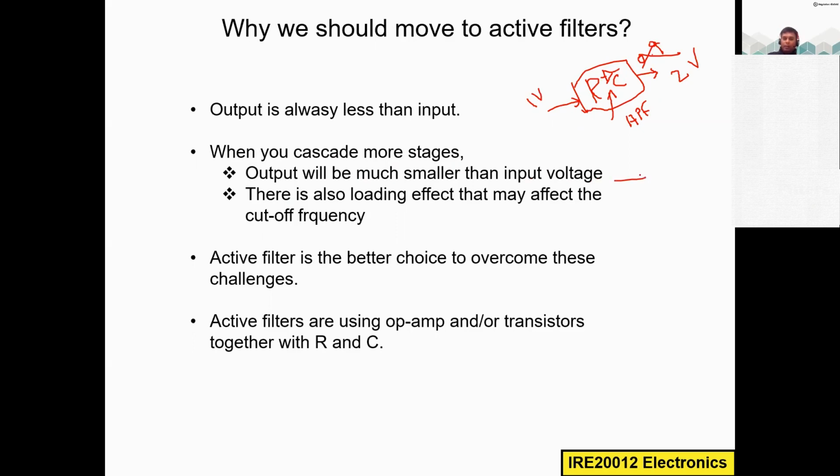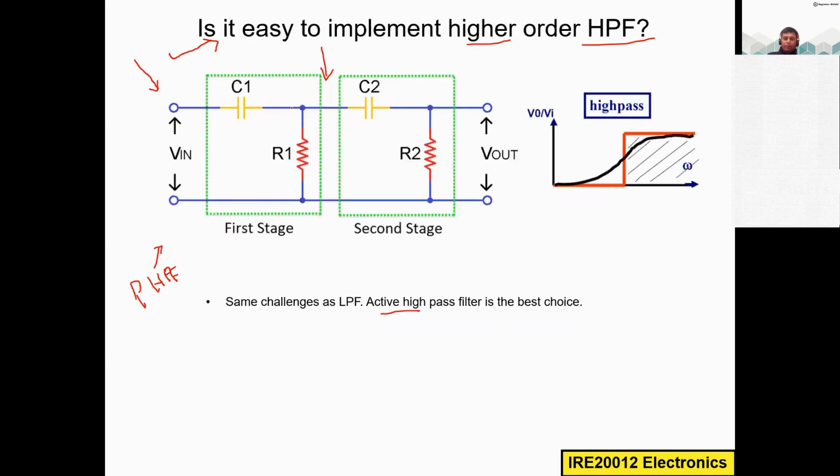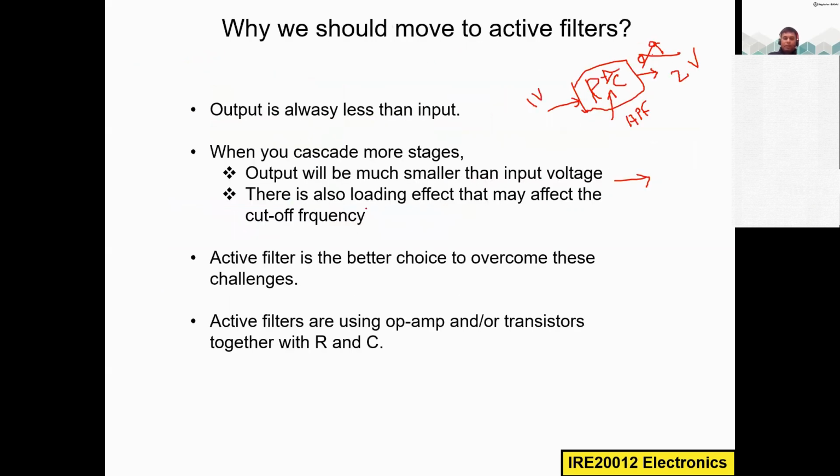That is true for the passive filters. Here we have the passive higher order filters. For example, I apply 1 volt, I get 0.9 volt at this stage, and then I apply 0.9 here and get maybe 0.8 or 0.7, and then at the third order I get 0.7. So the output becomes less and less as it becomes a higher order passive filter. There is also the loading effect. So the active filter is the better choice to overcome these drawbacks. Active filters use operational amplifiers or transistors together with R and C.